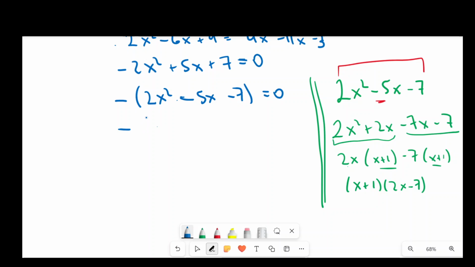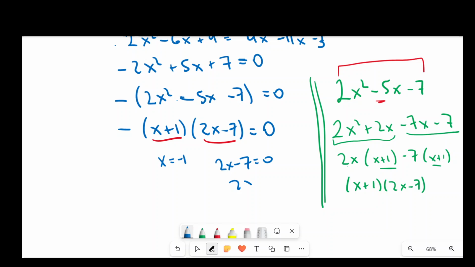So now that I've factored, though, in my properly communicated blue ink, I can write the factored form of that equation. And of course, now that it's factored, I can solve for x using the zero principle. So here I get x equals -1. And here I get x equals, well, let's find out. I'm going to make the bracket equal to 0. So 2x equals 7. So x is 7 over 2.